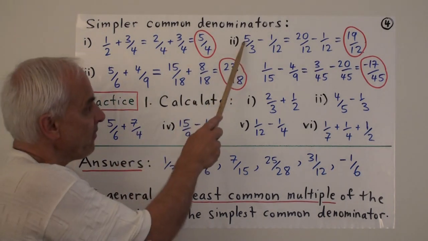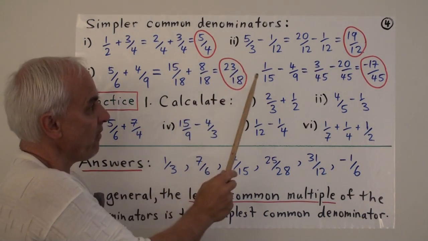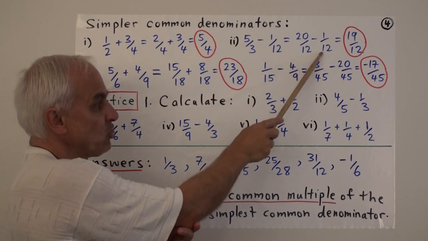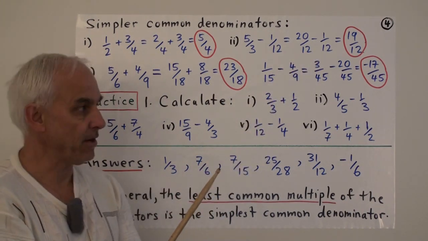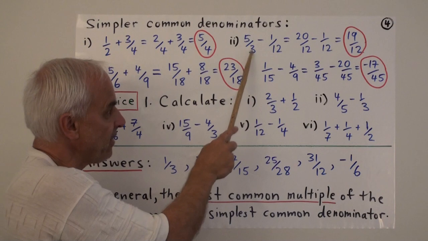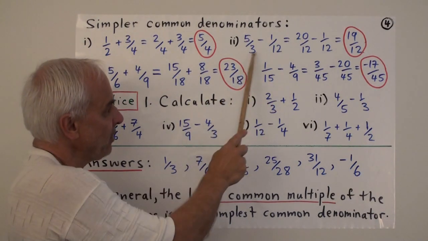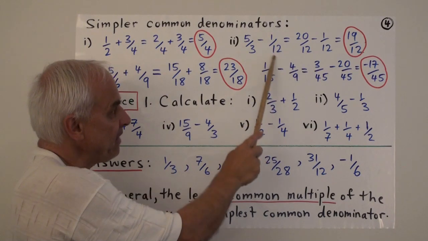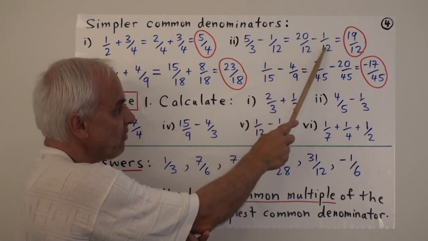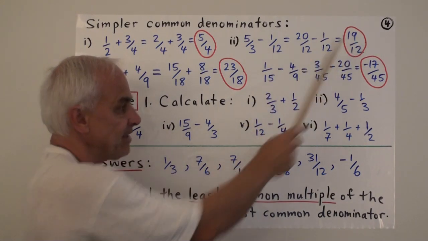Here's another example. 5 over 3 minus 1 over 12. Now we're going to use 12 as the common denominator. So we only need to multiply this fraction top and bottom by 4. 20 over 12. We can leave this one where it is, minus 1/12, give us then altogether 19 over 12.